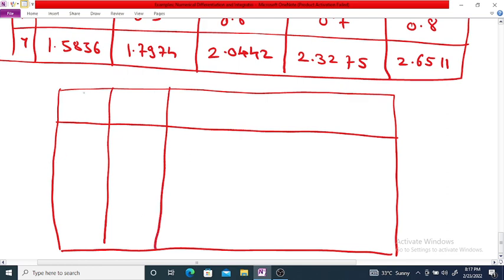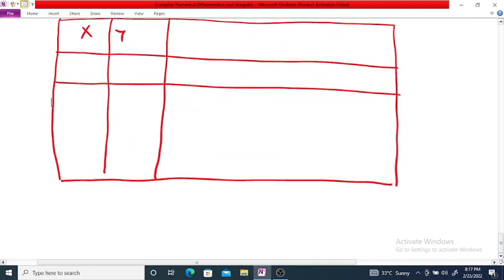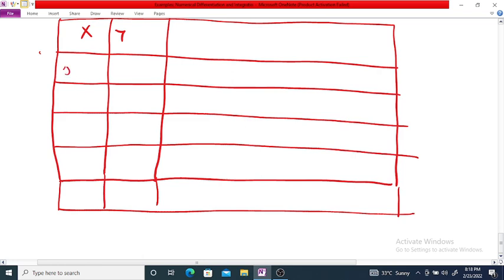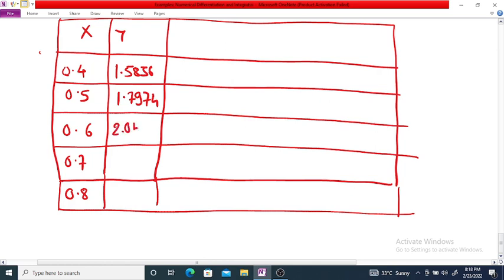And again there are different formulae to evaluate derivative when the x is given or if x is not given. So first, say this is x, y, how many values? 1, 2, 3, 4, 5 values are there. So x is equal to 0.4, 0.5, 0.6, 0.7, 0.8, then 1.5836, 1.7974, 2.0442, 2.3275, and 2.6511.